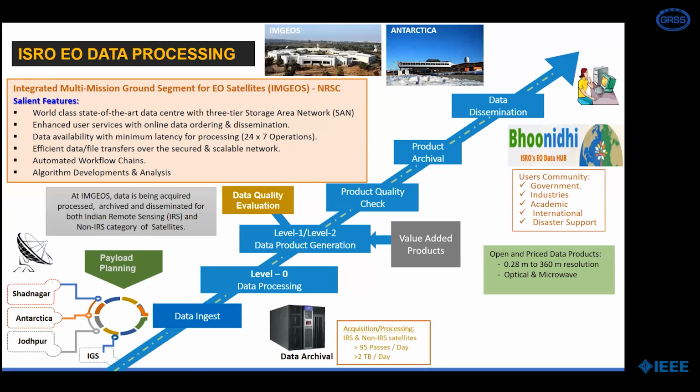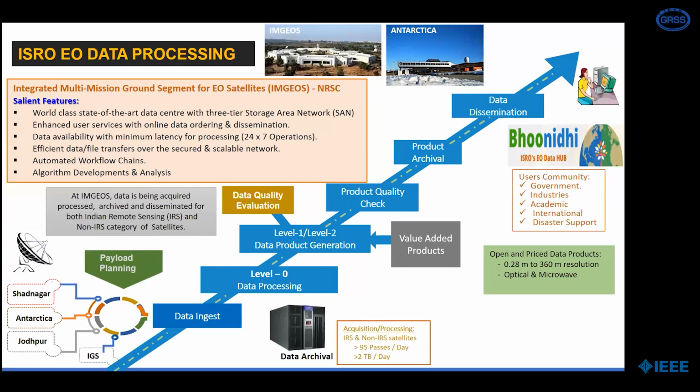We have different work centers, and all the workflows are automated right from data ingest. Then it goes for level zero processing, where the station artifacts are removed and the data is prepared for generating the next levels of processing, that is level one and level two. We have data quality evaluation. All the data is evaluated on a sample basis, and platform stability and sensor health parameters are regularly monitored, and all feedback and reports flow to the project and concerned team. We also have a data product quality check.